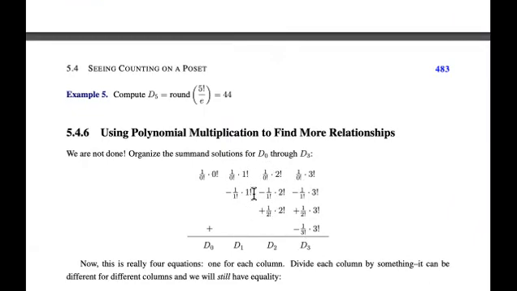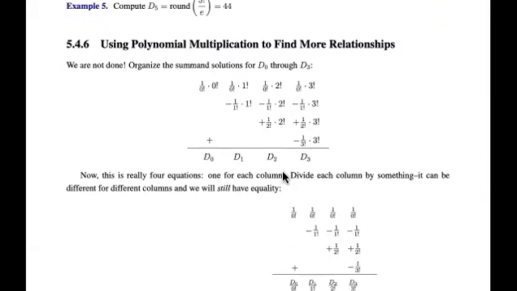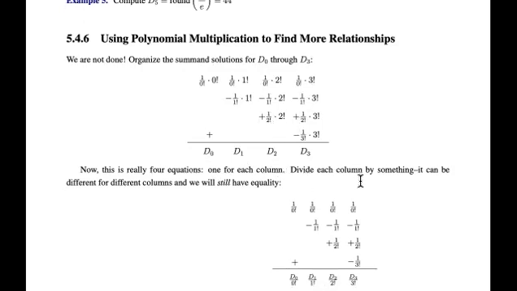For D1, you'd have this. For D0, you'd have this. So this adds to D0, that to D1, that to D2, that to D3. So we have 4 different equations, but I just wrote them like this in columns. So let's take each equation. We're going to divide each equation by something, and it can be different for each column. It's okay because you still have equations.